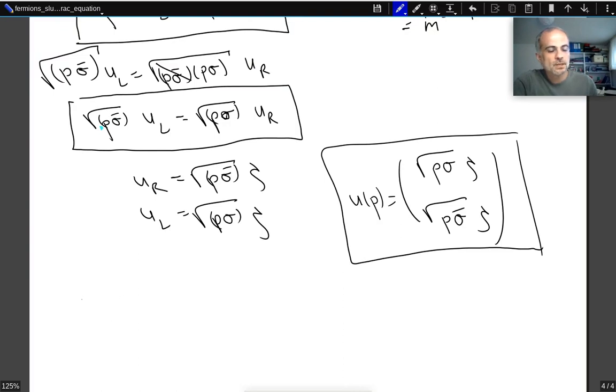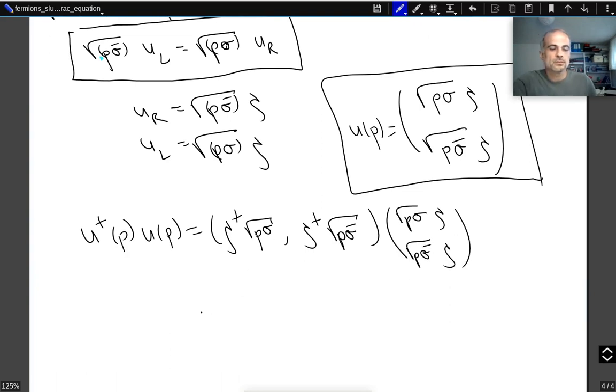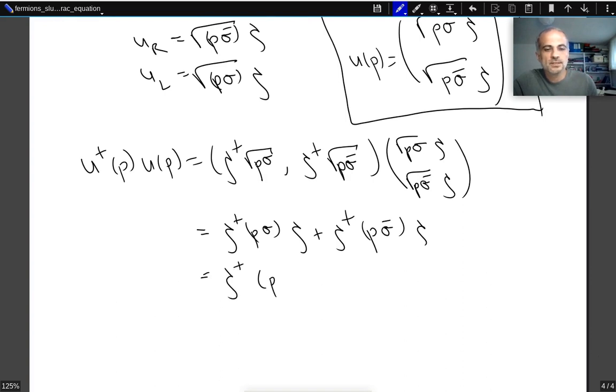Let's look at the normalization. u dagger of p, u of p is equal to Xi dagger square root of p·sigma. Note that sigma is a Hermitian matrix, so we just change their position. And Xi dagger square root of p·sigma bar, square root of p·sigma Xi, square root of p·sigma bar Xi. So we get Xi dagger p·sigma Xi plus Xi dagger p·sigma bar Xi, or which can be written as Xi dagger times p·sigma plus p·sigma bar times Xi.